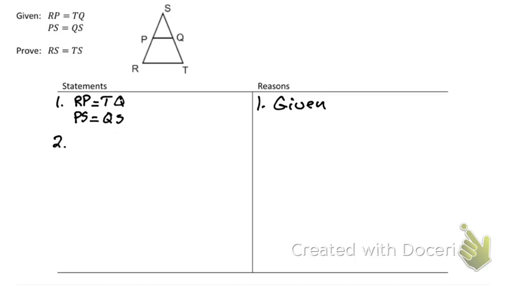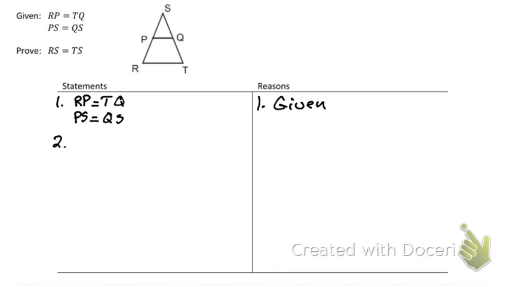Anyone want to just guess at what the next step is? And here's my hint. RP is that long. I want to eventually get to this total length. How do I go from segments to a bigger length? Segment addition postulate. So without me even knowing anything, I can go, well, I need to get from these small segments to the big one. So why not do that right off the bat?